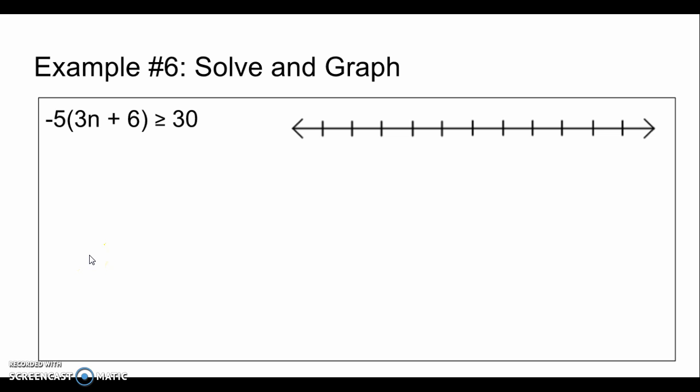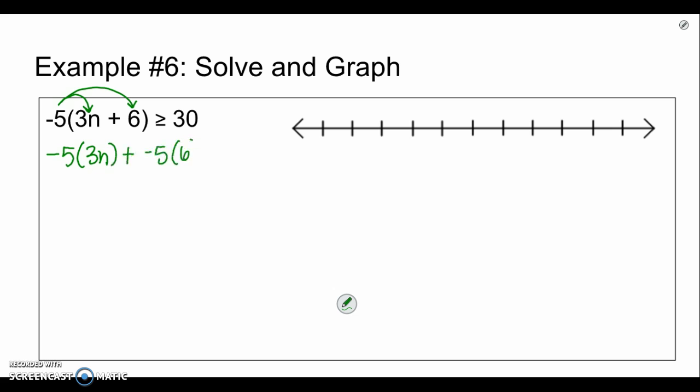Go ahead and try to solve example number 6 on your own. For number 6, we're going to use the distributive property in order to solve our inequality. So we're going to multiply negative 5 times everything in parentheses. So that gives us negative 5 times 3n plus negative 5 times 6 is greater than or equal to 30.